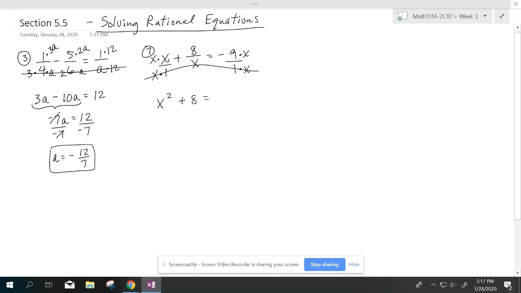Plus 8 equals -9x. Now, does anybody know what kind of equation you have if there's an x squared? What do we call that kind of equation? If there's an x squared, it's a radical? No, that's with the square root. Now this one starts with a Q. It's a quadratic equation. Have y'all heard that before? Quadratic.